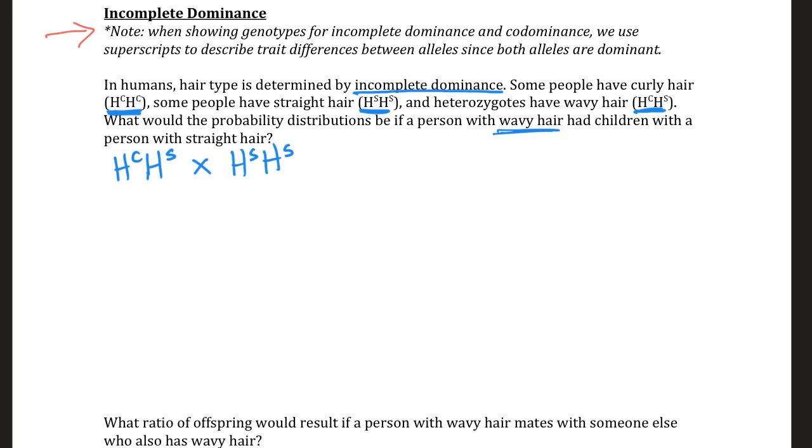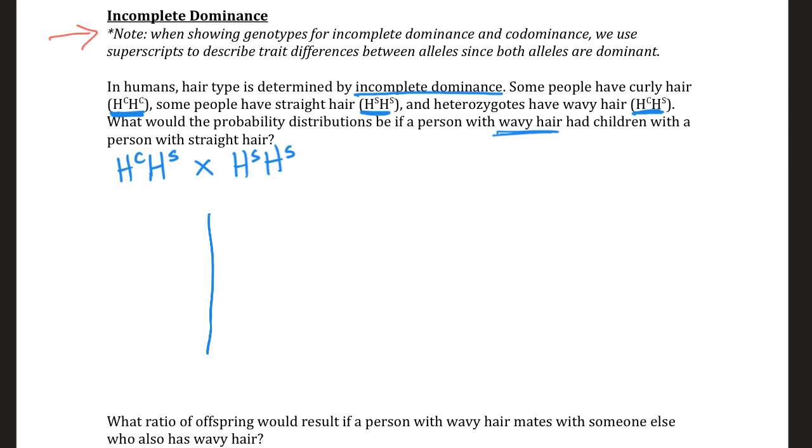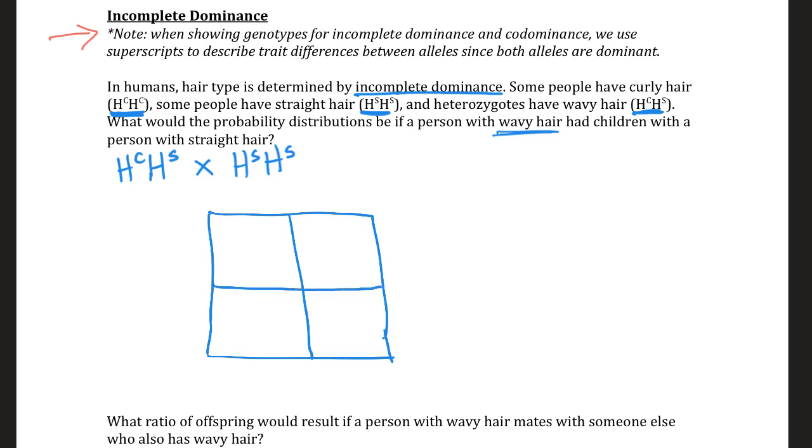Okay. So you're crossing wavy hair with straight hair. Let's double check to make sure you got both of those correct. And then we're going to draw a Punnett square. And it doesn't matter which parent you put on the top. Let's just go with the wavy hair parent. So HCHS. And then off to the left side, I'm going to put the straight hair parent, HSHS. Now we're going to cross them.